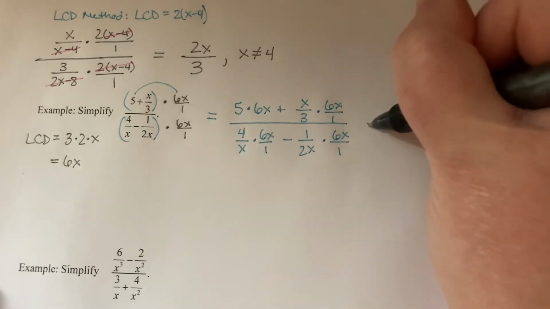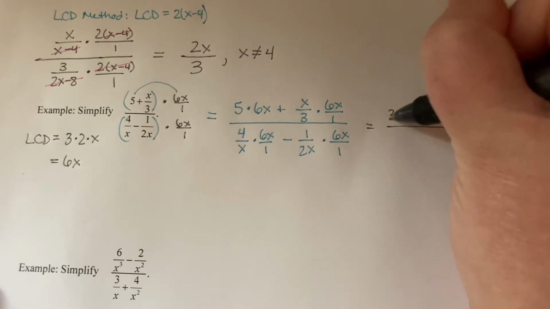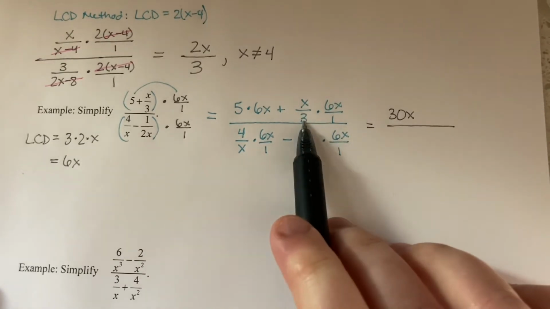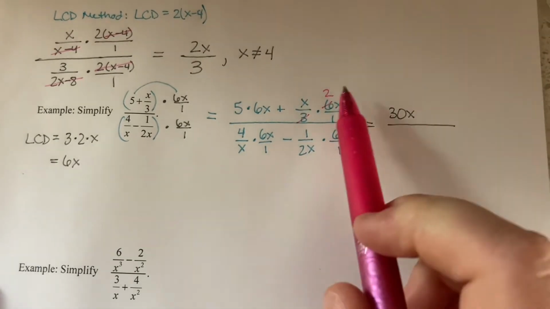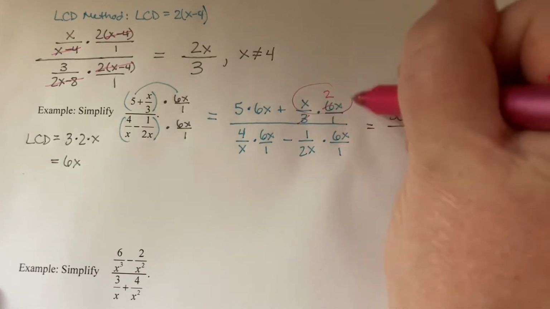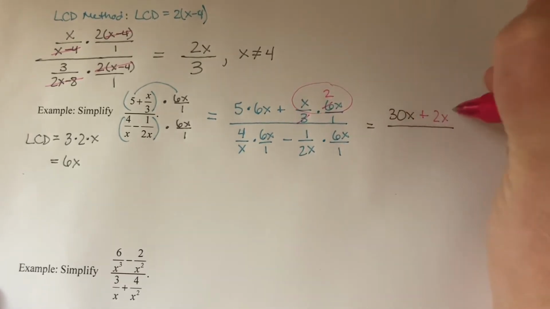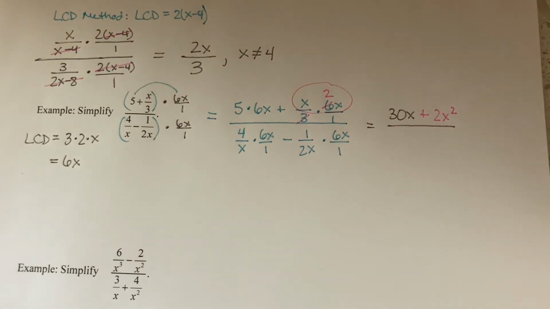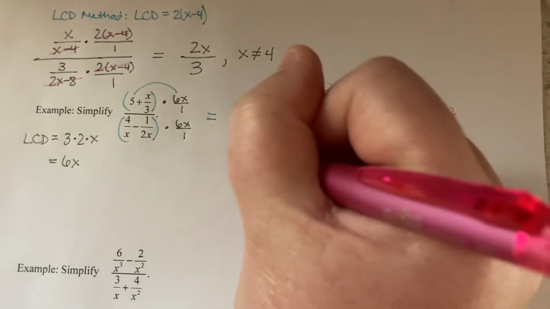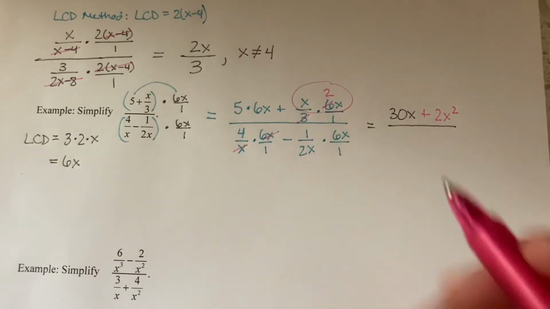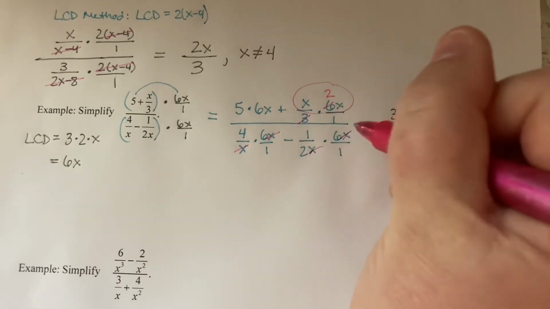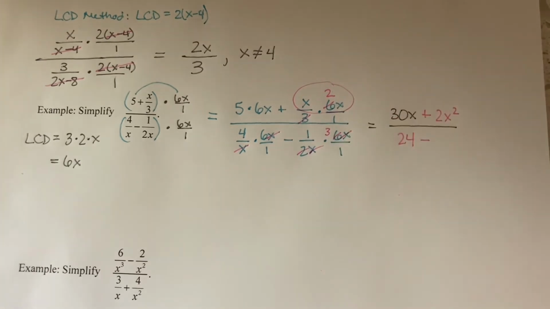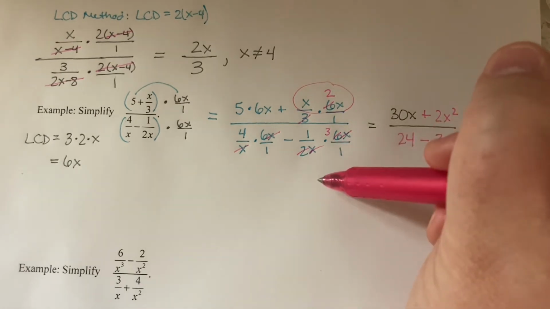So the first multiplication, 5 times 6x, well, that's just 30x. Easy. This next one, we have to look for what cancels. 3 goes into 6 2 times, so altogether, multiplying this, I would get plus 2x squared. In the bottom, now the x's cancel in this term, so we get 24. And in this term, the x's cancel, and 2 goes into 6 3 times, so it looks like I'm just left with minus 3. Hopefully you see that.